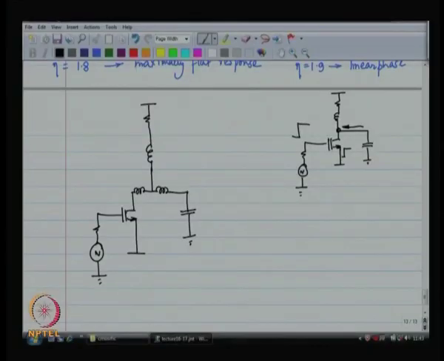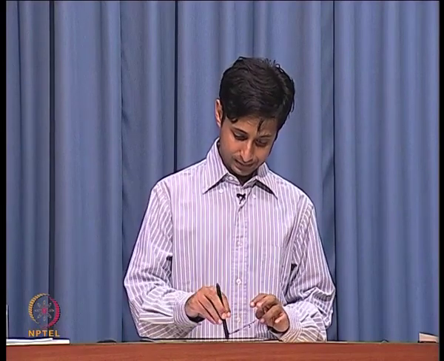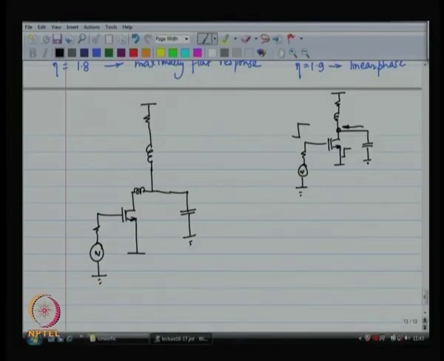This is the step. Now, let us look at the next step. In the next step, what we are going to say, let us get rid of this. So, the current goes through a step. Now, imagine that the MOSFET, even though the current is really going through a step, there are parasitic capacitances here.